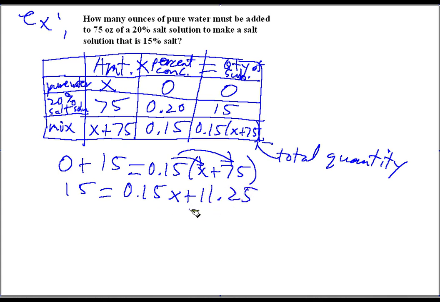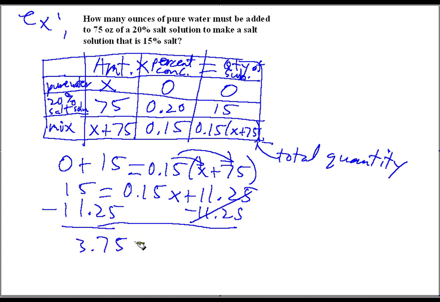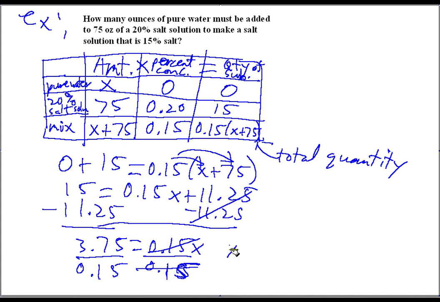All right, let's subtract 11.25 on both sides of the equation to get it onto the left-hand side, since I have the x term on the right-hand side. All right, so 15 minus 11.25 is what? 3.75, I believe, equal to 0.15x. Dividing both sides by 0.15. Oops, that's a 5 there. Sorry about that. Divide both sides by 0.15. Cancels that out. And so 3.75 divided by 0.15 is going to be what? Oops, 3.75 divided by 0.15 on the calculator. So x will be equal to 25.